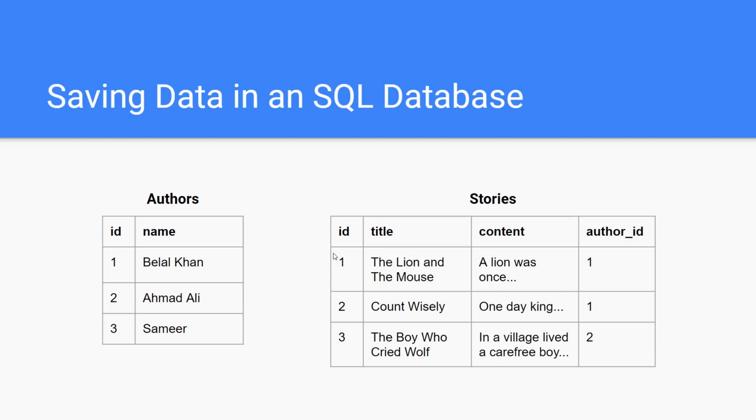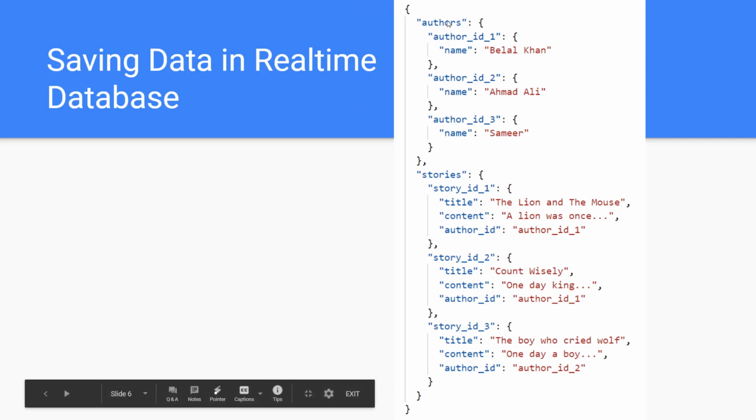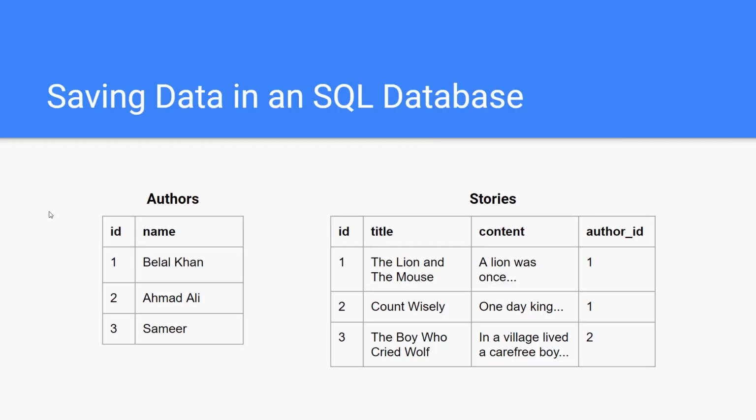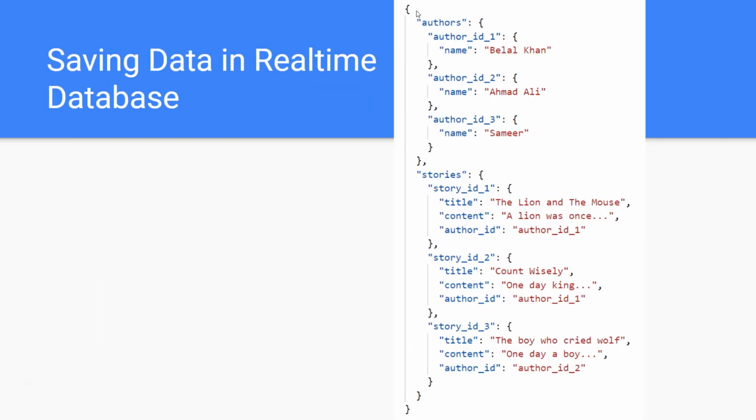Now we will see how we can convert the same structure to Firebase real-time database. And in Firebase real-time database, we use a JSON tree to store data. So we start with curly braces and then we can store our data in nodes. Before we had two tables, authors and stories. But in Firebase real-time database, we will create two nodes, authors and stories. And here is the ID of the author and the name of the author.